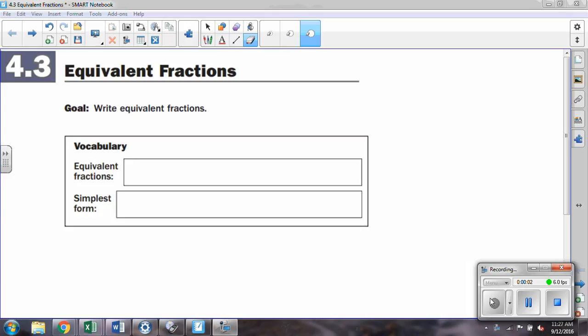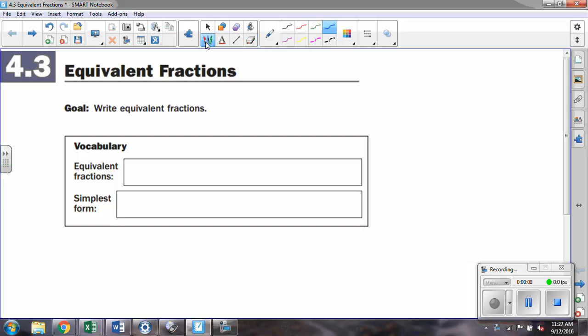With this lesson, we are going to work with equivalent fractions. And our entire goal is just to be able to write and also simplify equivalent fractions. Thus, we need to start by defining equivalent fractions would be 2, although it could be more, 2, 3, 4.